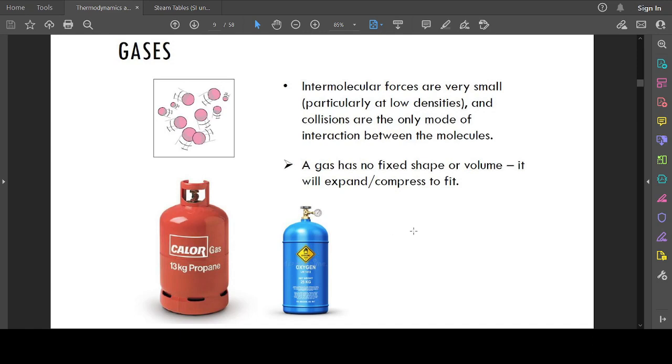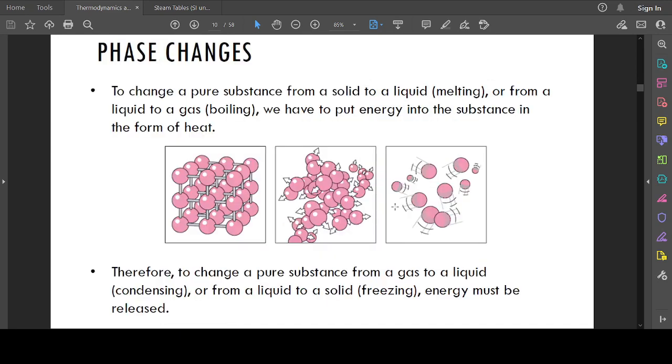Okay, but another characteristic that the gas brings is that it is easier to compress and expand. So to change a pure substance from a solid to liquid, we perform what we call melting, and that is done by adding heat to the system. And to boil liquid into gas, we convert liquid to gas in a process called boiling, and we need to supply energy in the form of heat in order to achieve this.